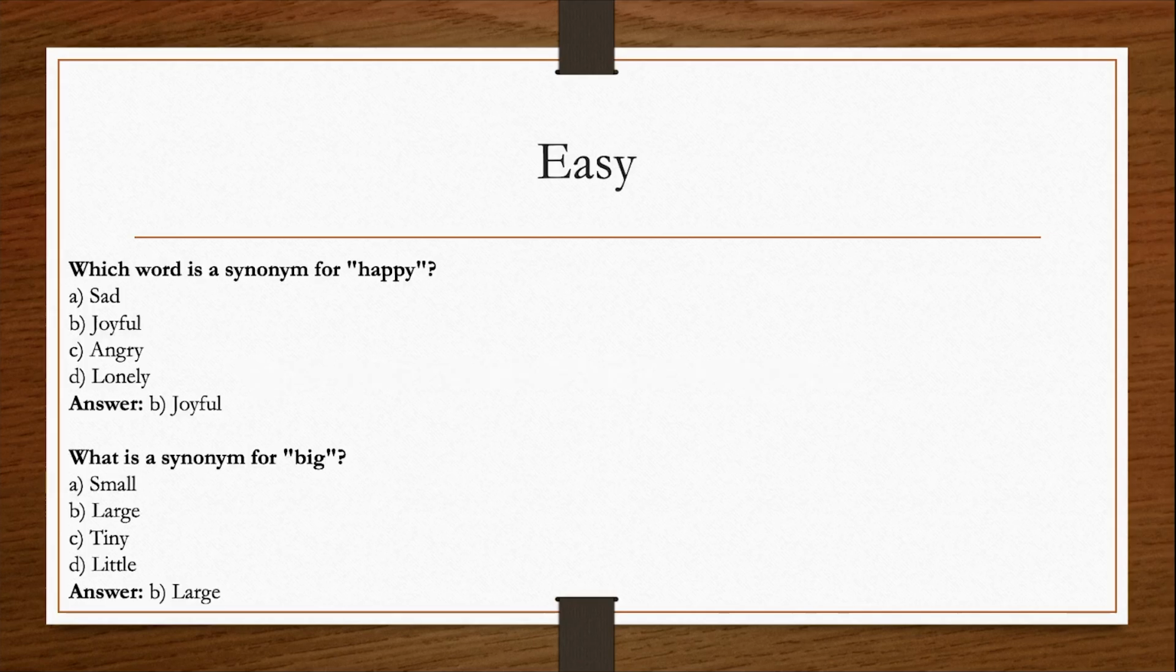Starting with some easy level questions. Which word is a synonym for the word happy? A, sad; B, joyful; C, angry; D, lonely. So the answer is B, joyful. In the very same way, which is a synonym for big? The answer here is B, large.